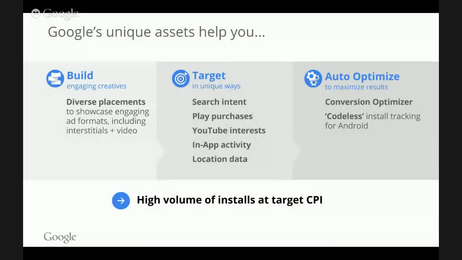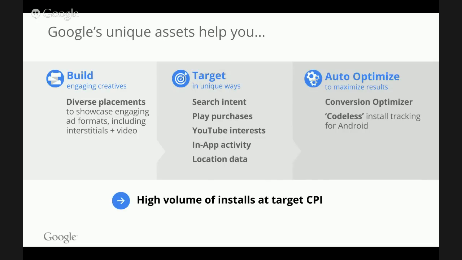So I think we have three pillars of our offer. Very quickly, one is you can build very engaging creatives. So what you just need to have is your app uploaded on iTunes or Play Store, and we create good-looking ads automatically. You just need to input a few lines of text to customize your message, and you're ready to go. And that adapts to all formats, including interstitial and video interstitial, which are very powerful. In terms of targeting, I already mentioned it before. You have the search intent, you have the Play purchase, you have YouTube interest, in-app activity, location data. So many things that can help you to target your potential user very, very specifically.